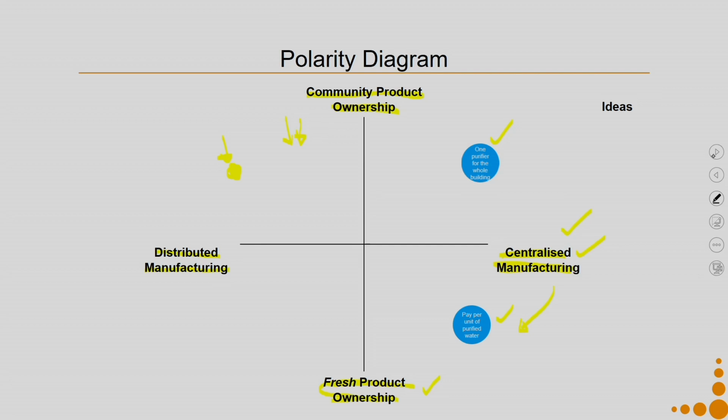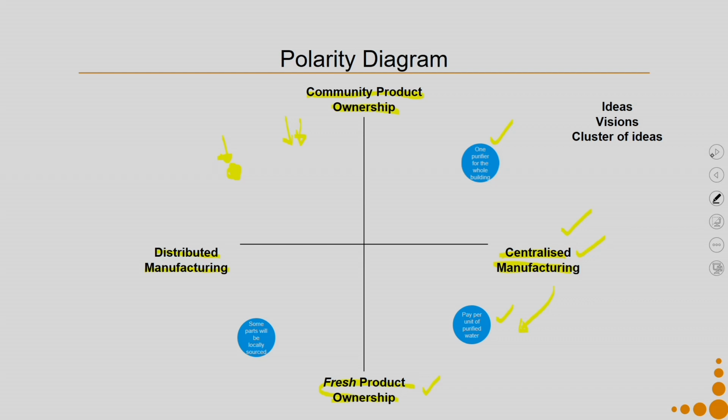So, in this polarity diagram, what all you can place is your ideas, your visions. So, when I said that one purifier for the whole building, that was kind of a vision statement as well. So, your visions are also your ideas. So, your service ideas, system ideas, visions and also cluster of ideas can be placed.